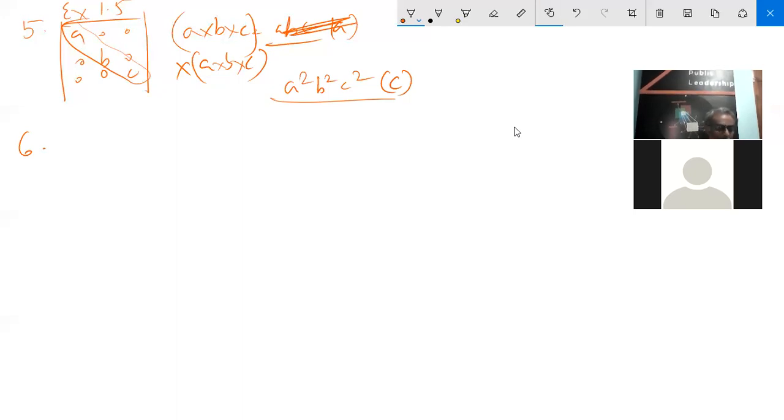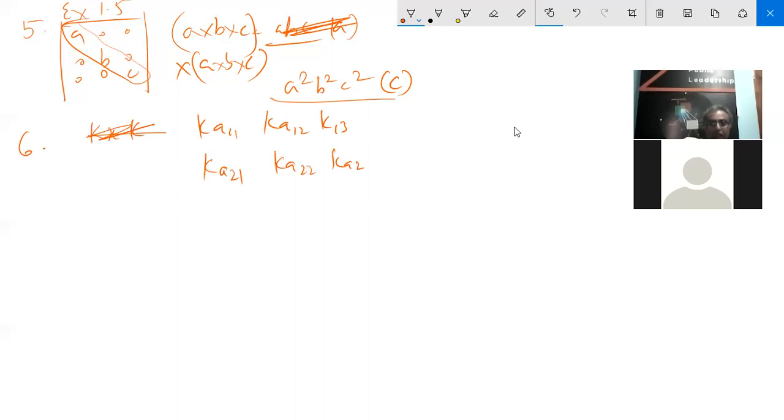Yeah, because see, it will multiply first row. K into A11, K into A12, K into A13. Then K into A21, K into A22, K into A23. Then K into A31, K into A32, K into A33. That is how it will become.